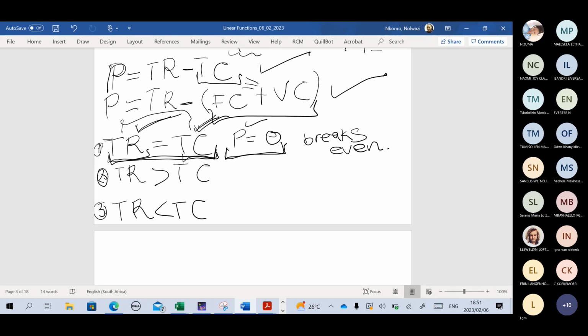So, here's the thing. Sometimes you won't be told that the total revenue is equal to the total cost. Sometimes they will say, calculate the profit or find the profit function when the company breaks even. And if you are told like that, you should know that you'll take the total revenue and equate it to the total cost, and then you simplify that function, right?